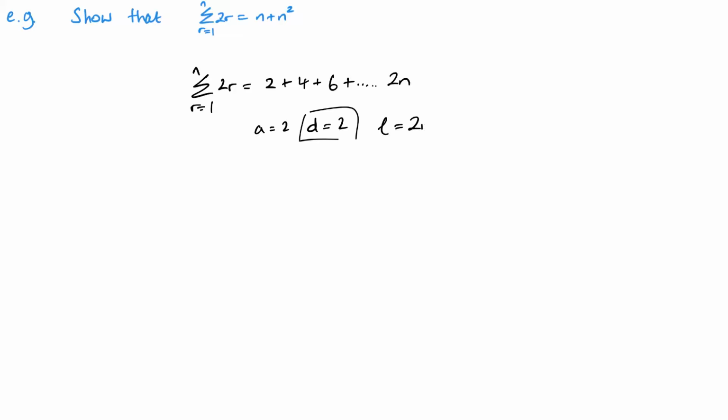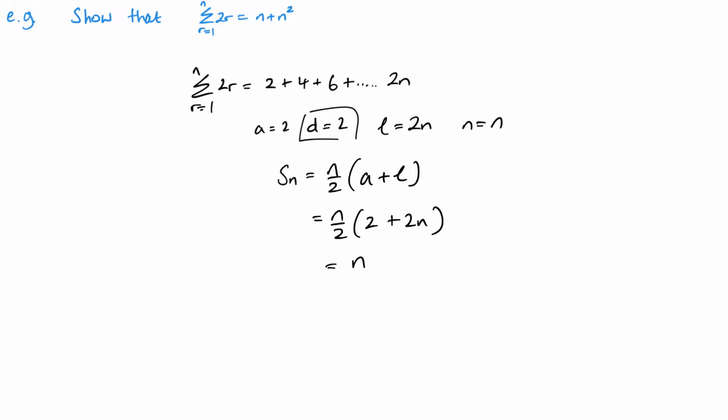As we can see, our last term is 2n. And n, the number of terms, is obviously n. So sum to n terms, we got n over 2 (a plus l). So n over 2, now a is 2 and l is 2n. So n over 2 times 2 is just n, and n over 2 times 2n is n squared. So now we have proved it. Very straightforward.